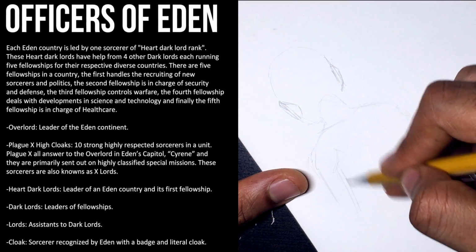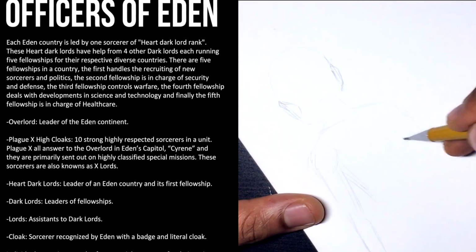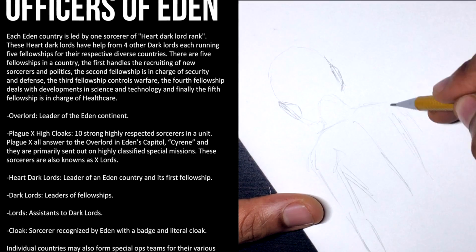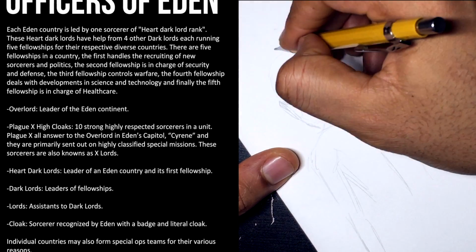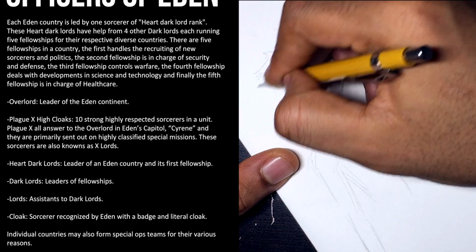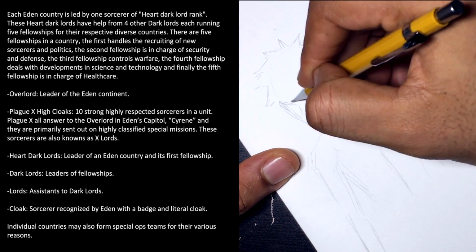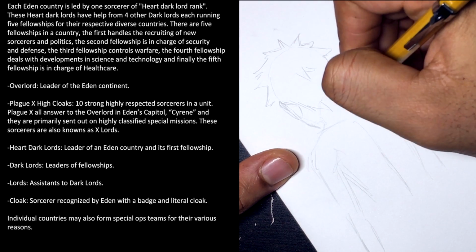These Heart Dark Lords have help from 4 other Dark Lords, each running 5 fellowships for their respective diverse countries. There are 5 fellowships in the country. The first handles the recruiting of new sorcerers and politics. The second fellowship is in charge of security and defense. The third fellowship controls warfare. The fourth fellowship deals with development in science and technology. And finally, the fifth fellowship is in charge of healthcare.